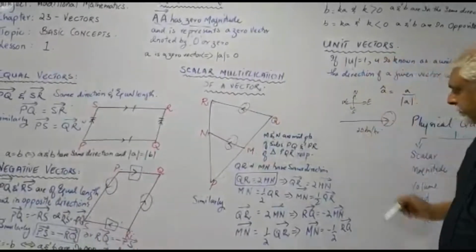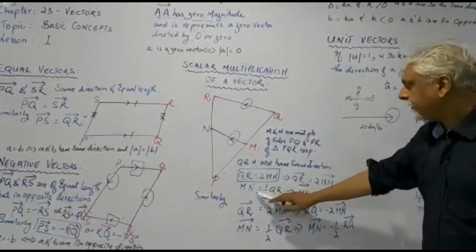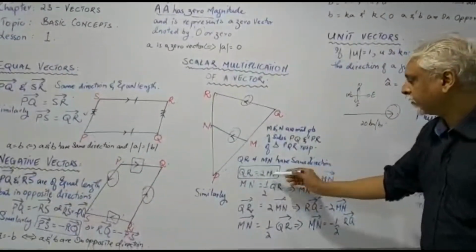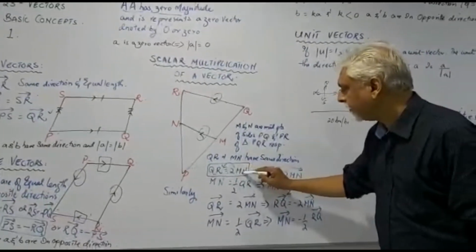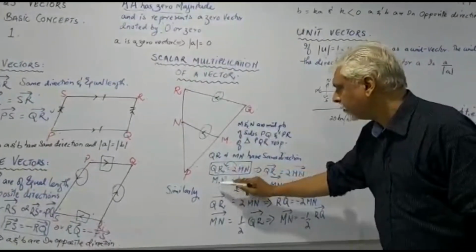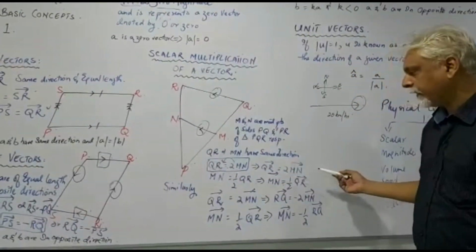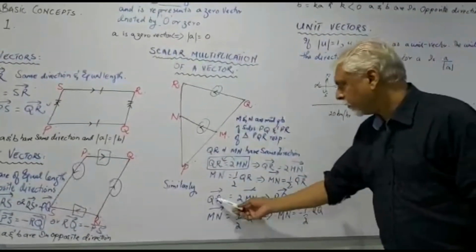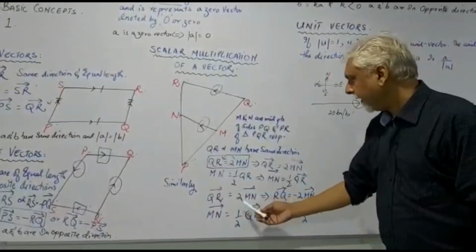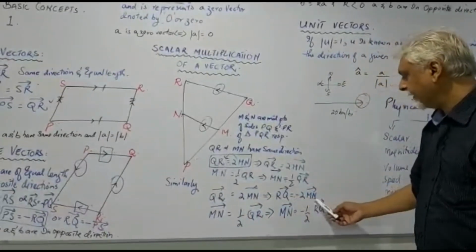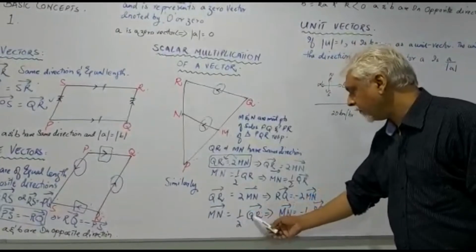Now, MN is half of QR. When you bring 2 to the other side, obviously you get the value of MN. So QR upon 2 will give you half QR. So MN is equal to half QR. Understood? Similarly, you have QR is equal to 2MN and RQ is equal to minus 2MN. So MN is equal to half QR.